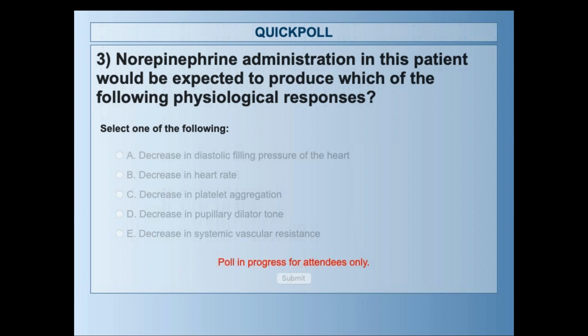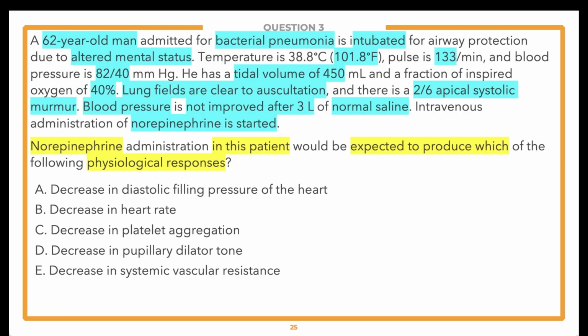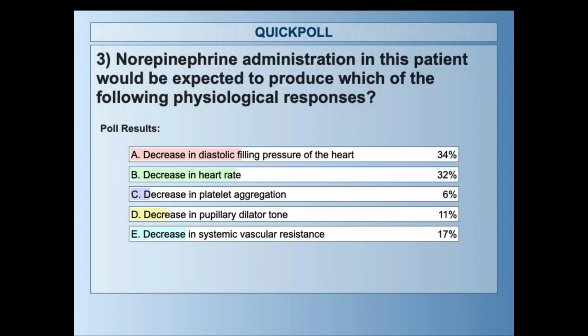Let's see. We've got about three-quarters of you who have voted, so let's get ready to close the poll. And once we do that, we'll share the results. Okay, so this one is much tighter. A neck and neck battle between answer choices A and B. A little over a third of you think that norepinephrine is going to produce a decrease in diastolic filling pressure of the heart. Just under a third of you think it's going to result in a decrease in heart rate. We got double-digit responses for answer choices D and E as well.